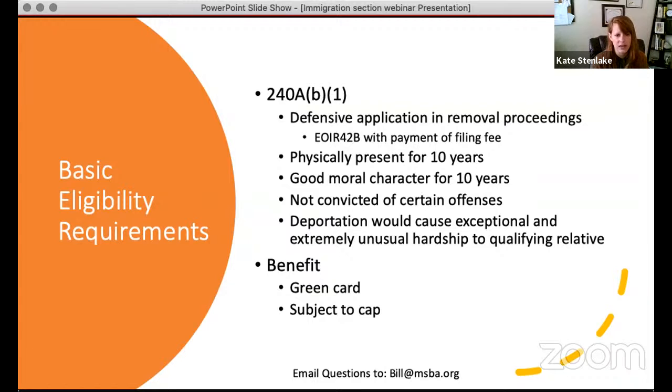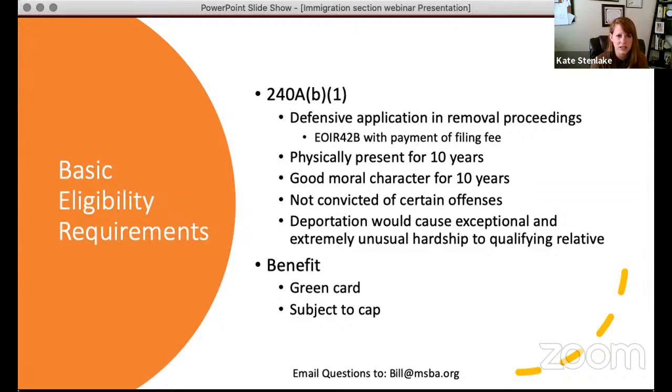Some practitioners might want to even put a client in removal proceedings in order to apply for this. I would recommend against it, but depending on the circumstances, technically that's something you could do. In general, though, putting a client in removal proceedings is never a good idea. So if the client is not in removal proceedings, you can discuss it with them in case they are picked up by immigration. But if they're not already in proceedings, you cannot and should not apply for it.